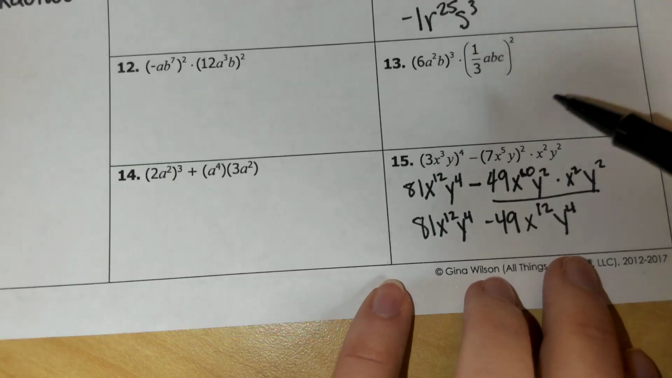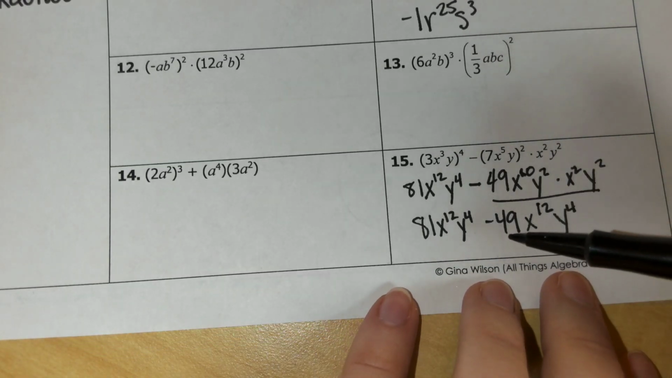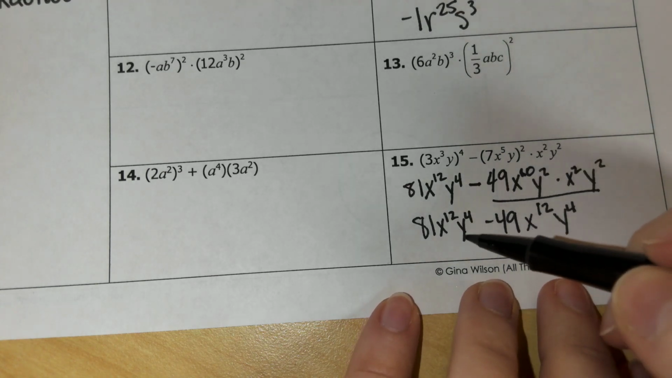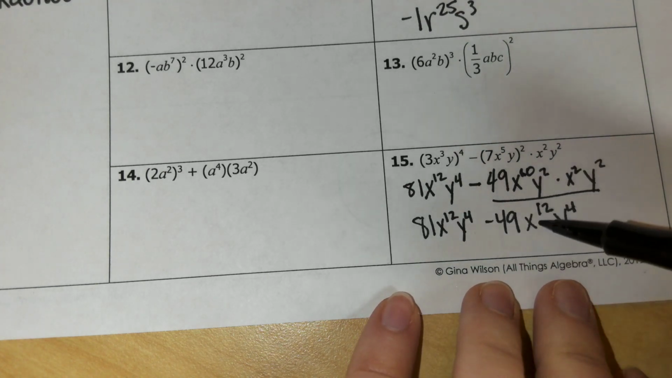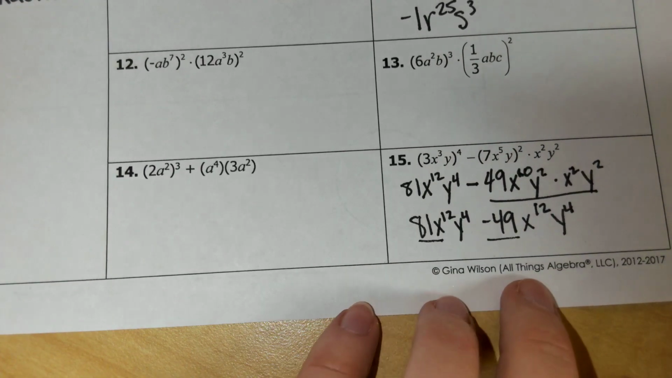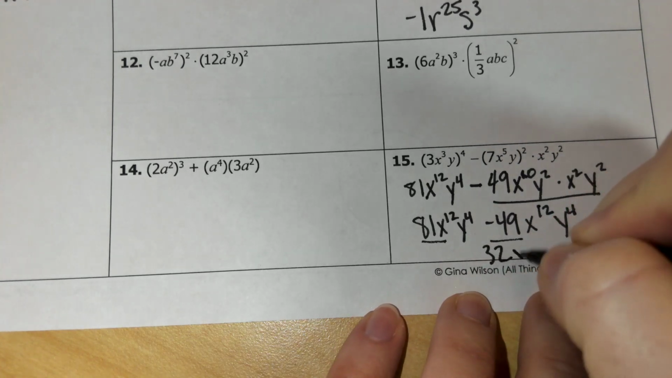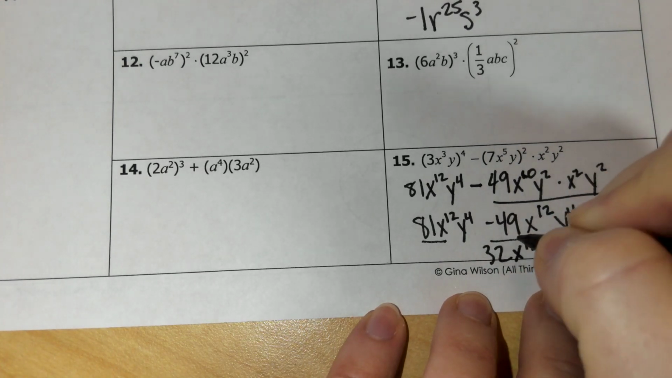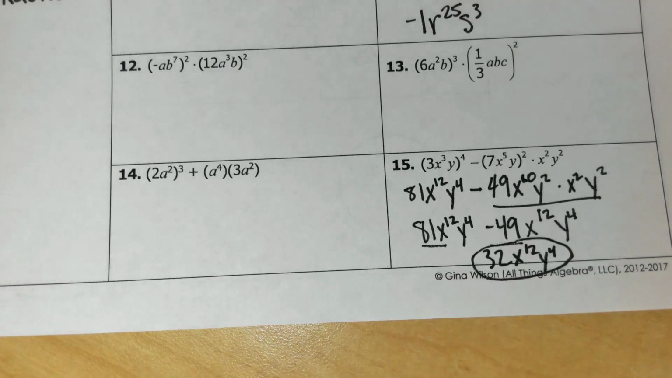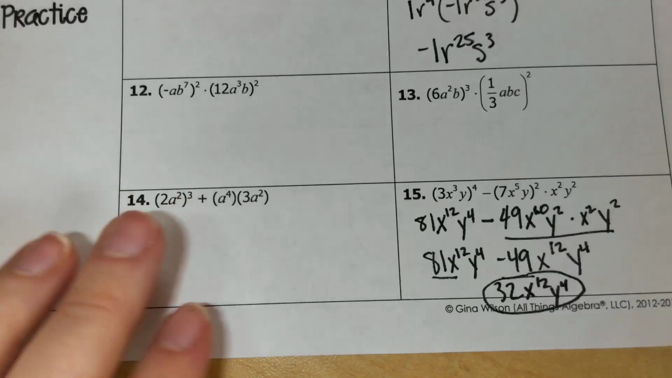Okay, now we have subtraction. When we subtract monomials, we don't change anything with the exponents or the variables. We have to make sure that they're the same, which they are, x to the 12th, y to the 4th, x to the 12th, y to the 4th. And all we do is combine our coefficients. So 81 minus 49 becomes 32, x to the 12th, y to the 4th power. Okay, so a lot of steps, but just take it slow and go through your order of operations and make sure you're using your exponent rules as you go.